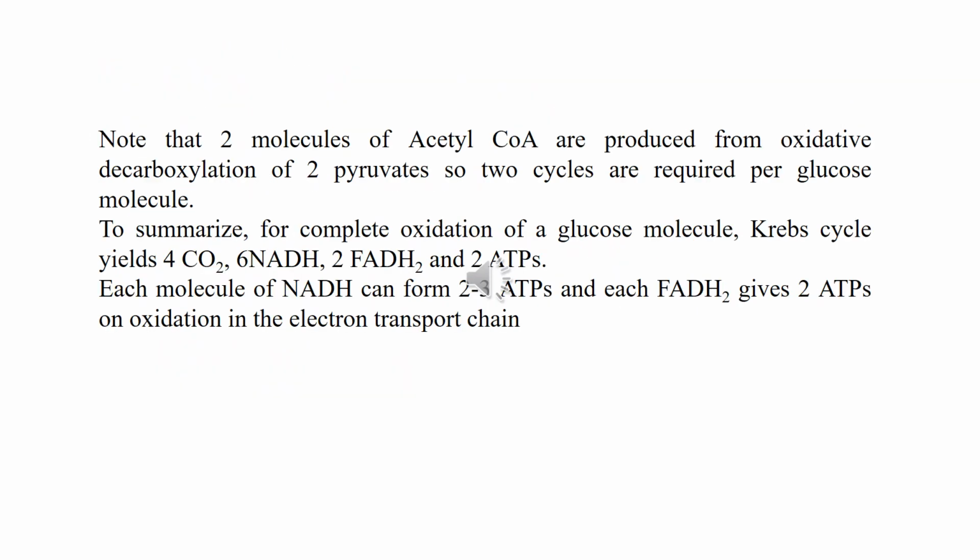2 molecules of acetyl-CoA are produced from oxidative decarboxylation of 2 pyruvate. So 2 cycles are required per glucose molecule. To summarize, for complete oxidation of a glucose molecule, Krebs cycle yields 4 carbon dioxide, 6 NADH, 2 FADH2 and 2 ATP molecules. Each molecule of NADH can form 2-3 ATPs and each FADH2 produces 2 ATP on oxidation in the electron transport chain.